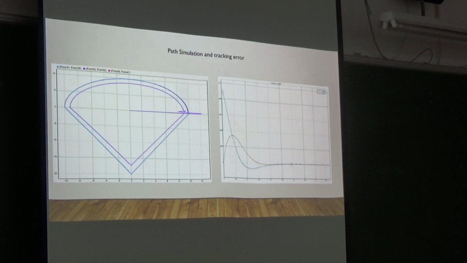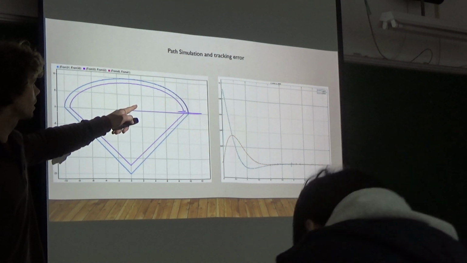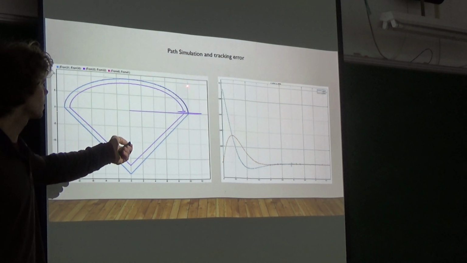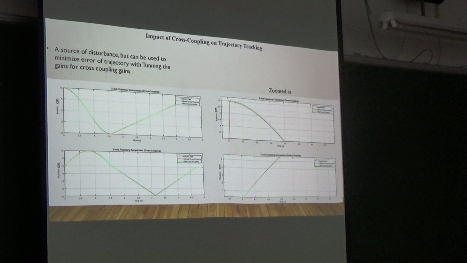So this is the combined result. In purple, in the center, it's without cross-coupling, and the outside, which we almost cannot see, is with the cross-coupling, and here is the controller. Without cross-coupling, we have a tracking error up to maybe 1 or 2, and here it has been reduced to 0.1.